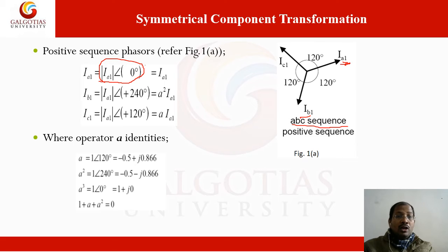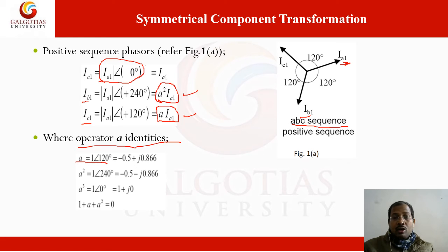So this 120 degree we can write here as A squared times IA1. Here A is the operator, the angle operator. We will discuss this operator A. So IC1 we can write as the magnitude I with angle 120 degrees, so A times IA1. So IB1 and IC1 can be written using the reference phase IA1, where the operator A is the identity. Operator A has magnitude 1 and angle 120 degree.